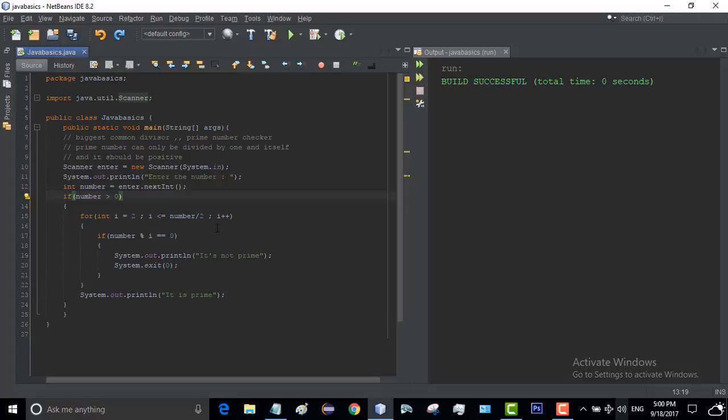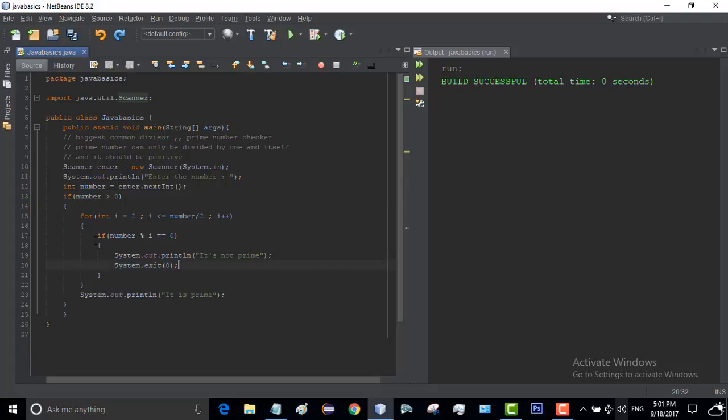Why to the half? Because if we have, for example, 10, then the numbers that 10 can be divided by should be from 2 to 5, as 10 can never be divided by 6, 7, 8, 9 because they are bigger than its half. Prime numbers are like 2, 3, 5, 7, 11, 13, and so on.